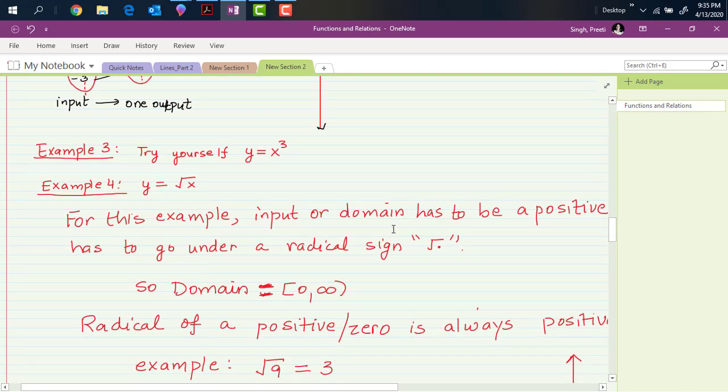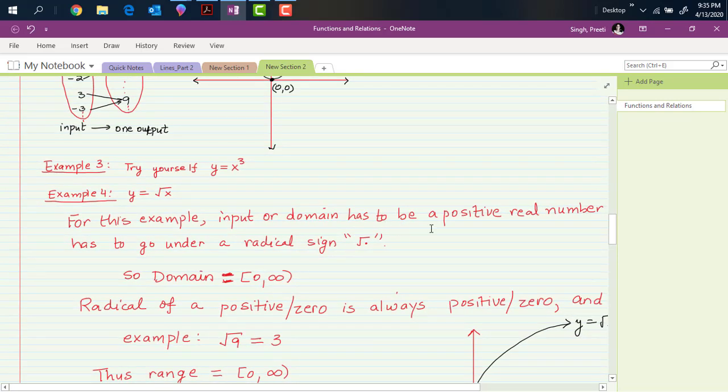Now for this example, the input or domain has to be a positive real number. Whatever goes inside this radical has to be a positive real number or 0, right? I should have written non-negative rather. So a positive or 0 number has to go inside the radical. So the domain is 0 to infinity, the right side of your x-axis, including the point 0.